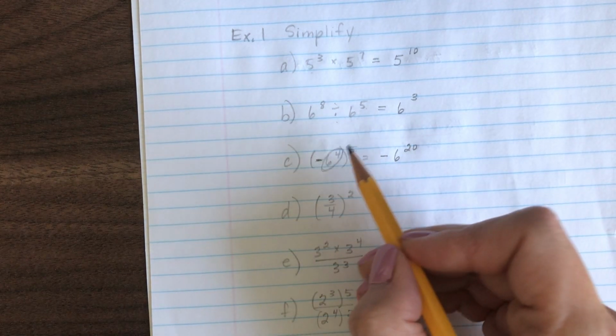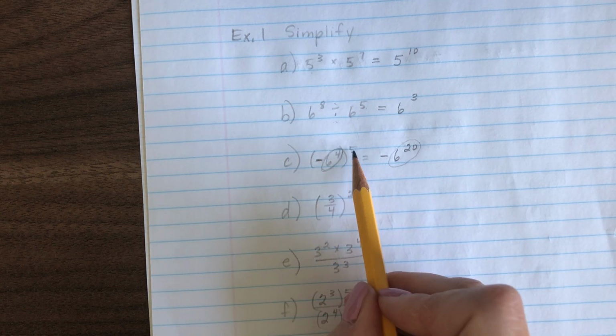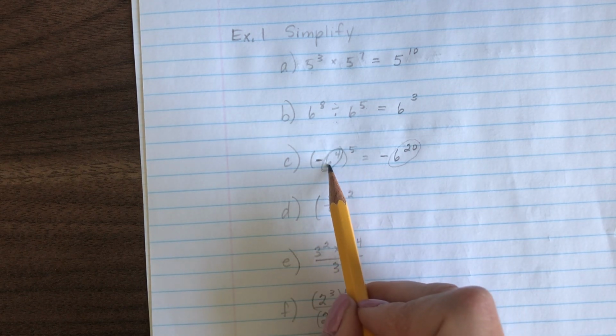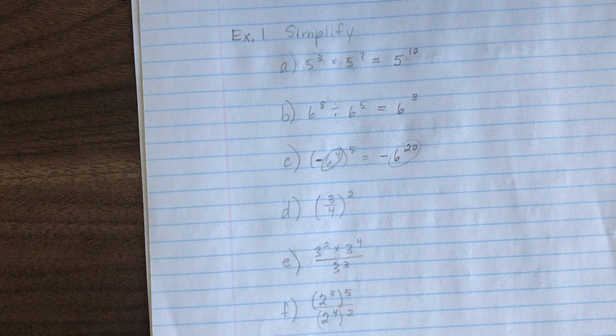Like this. The entire power will be negative since I'm multiplying 6 to the exponent 4 an odd number of times. And if there's an odd number of negative signs being multiplied together, I will get a negative answer.